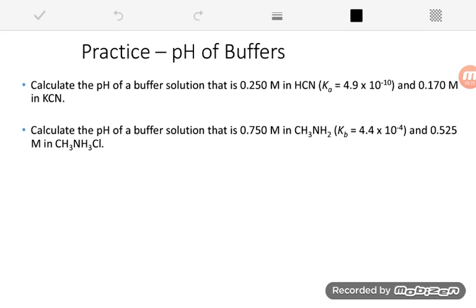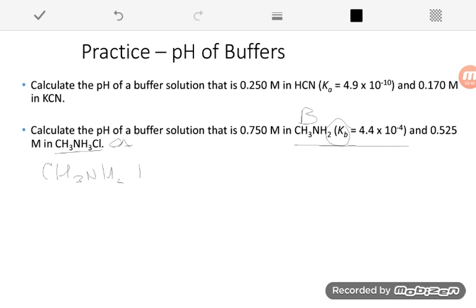Calculate the pH of a buffer solution that is 0.750 molar in CH3NH2 and 0.525 molar in CH3NH3Cl. So I always like to identify things first. If it's not obvious, I can look here and say, ooh, I've got a Kb. This must be my base, which means this guy must contain my conjugate acid. And again, I can write an equation to confirm that.